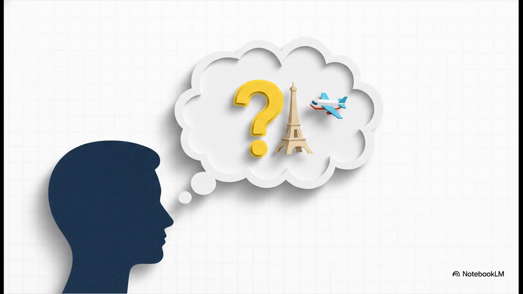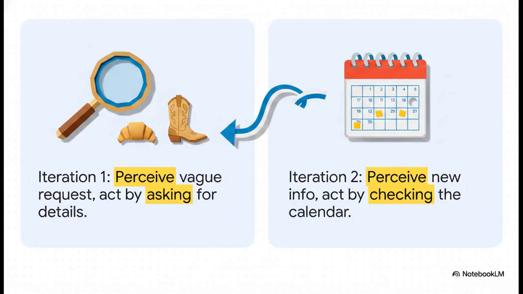To watch this engine run in real time, let's track an agent iterating through its loops to handle a vague travel request. The user simply says, "Book me a flight to Paris next week." Let's see exactly how the architecture handles this without needing a single hard-coded if-then statement. This perfectly illustrates how the agent doesn't just blindly execute a script, it actively adapts.